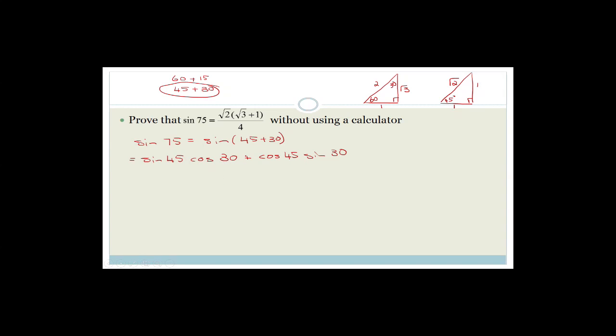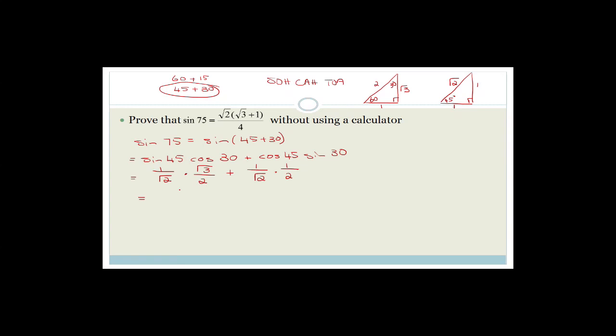Okay, so it's sine, cos, cos, sine, keep the sign. Yeah. So sine of 45, and again, we need to know our SOHCAHTOA. Sine of 45 is opposite over hypotenuse, so it's 1 over root 2. Cos of 30 is adjacent over hypotenuse, which is root 3 over 2. Cos of 45 is adjacent over hypotenuse, so it's 1 over root 2. Sine of 30 is opposite over hypotenuse, which is 1 over 2.